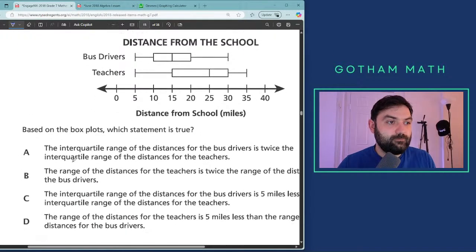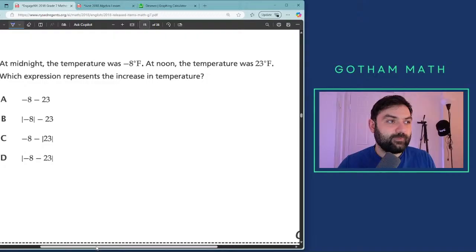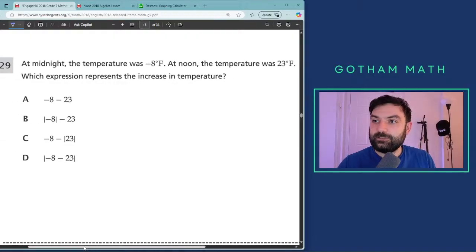29. At midnight, the temperature was -8 Fahrenheit degrees. At noon, the temperature was 23 Fahrenheit. Which expression represents the increase in the temperature?